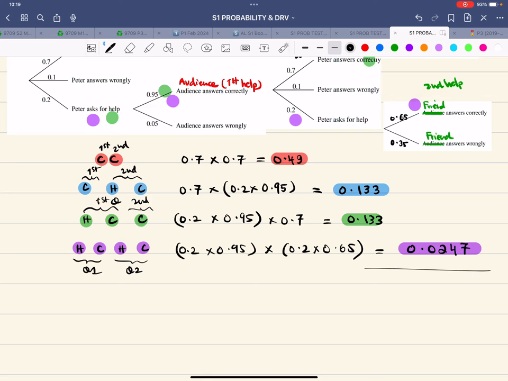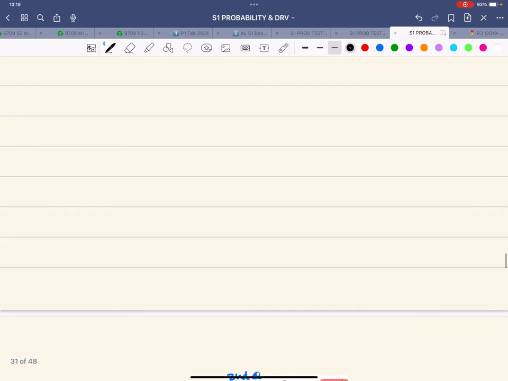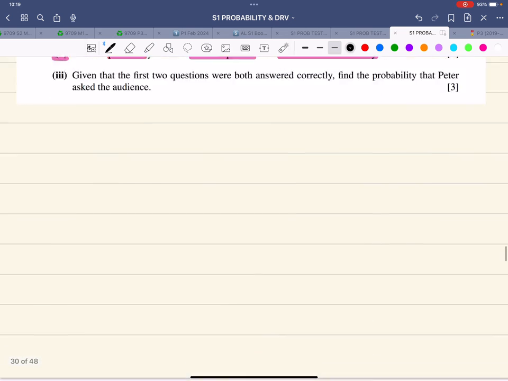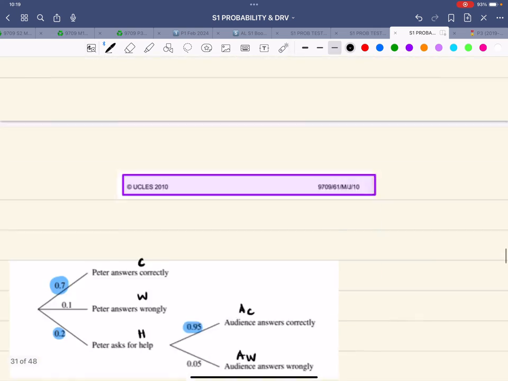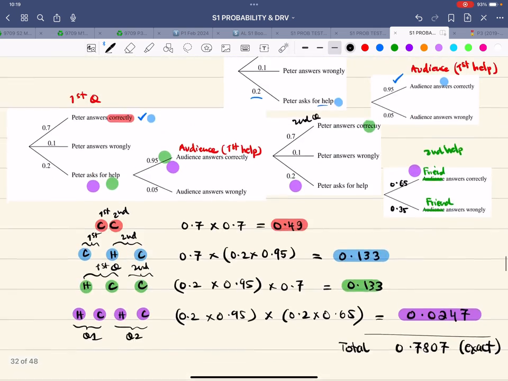And if I add it all up, the total, all the possibilities, that comes out to be 0.7807. This is exact. There is no rounding off. Does it say any level of accuracy? Is that defined? I don't think so. So that is the answer for the second part.